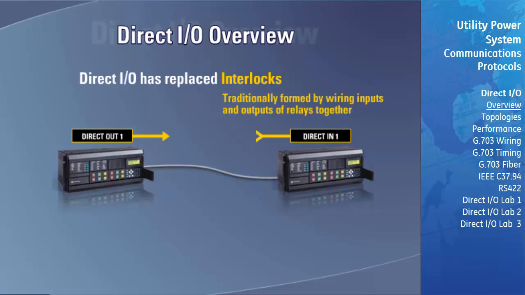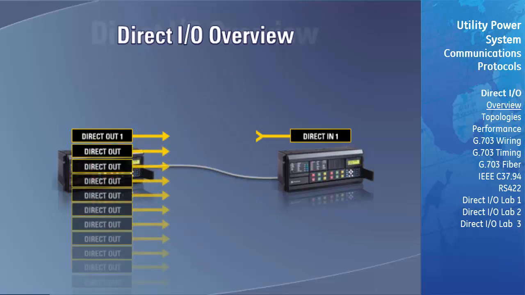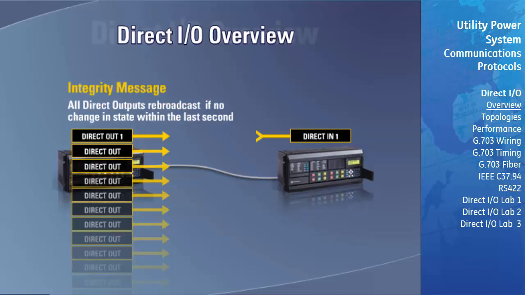The direct I/O data exchange service uses a proprietary protocol. Each relay can broadcast the status of up to 32 direct outputs. The direct outputs are broadcast from a relay anytime one direct output changes state. The relay will also rebroadcast direct outputs if a change in state hasn't occurred within the last second. This broadcast without any state change is called an integrity message.